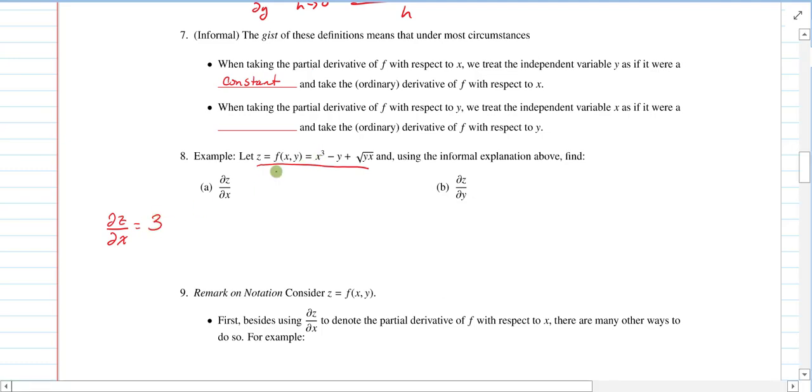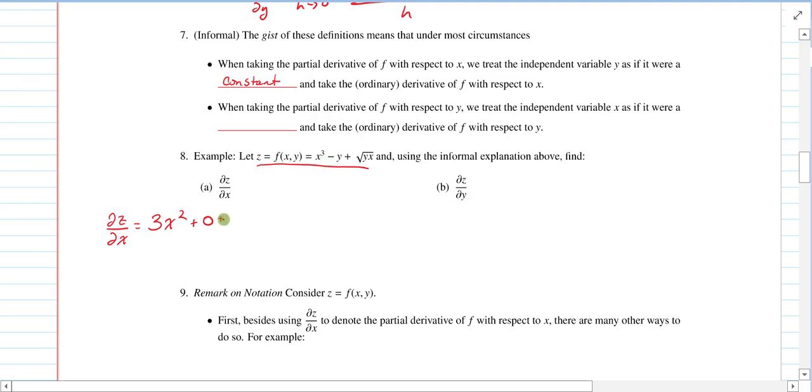So what's the derivative of x cubed? It's 3x squared. Now I'm going to put plus 0 for that middle term there, because as far as the variable x is concerned, as x changes a little bit, the expression minus y does not change.